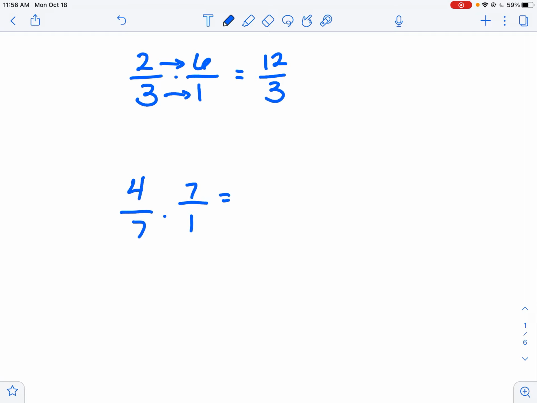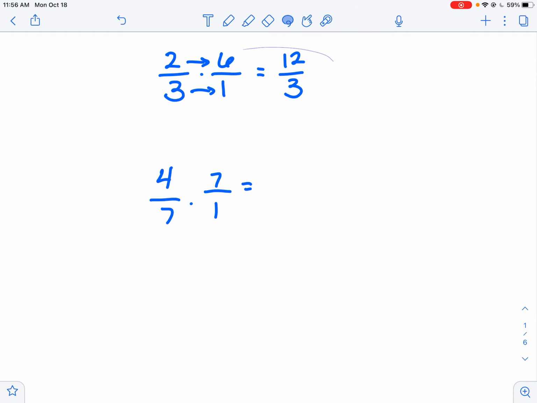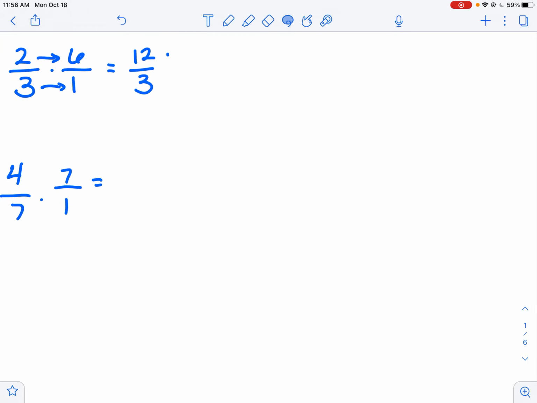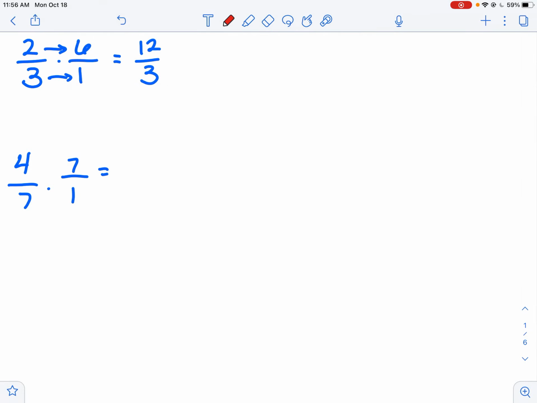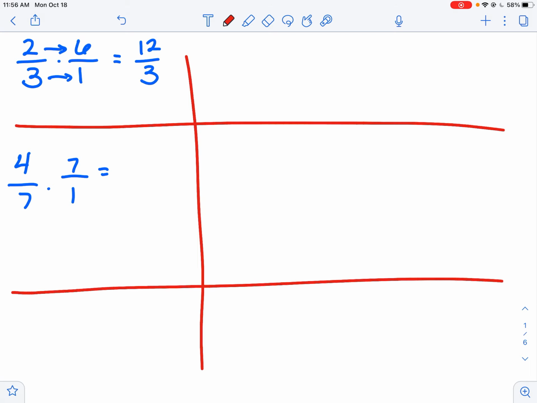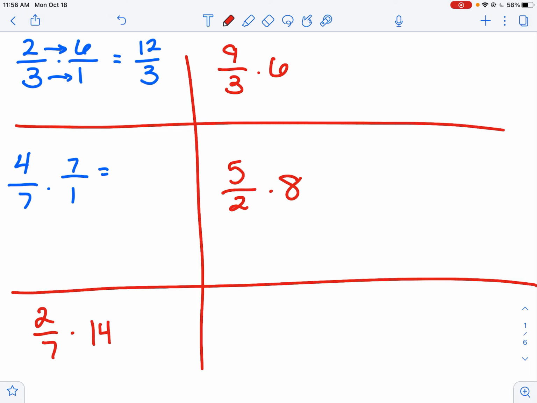and simplify. I'm going to zoom out just a little bit. Let's move this over. Why don't I give you a couple problems to try on your own? Let's try 9/3 times 6, 5/2 times 8, 2/7 times 14, 4/3 times 9. I would pause the video and then try these problems and unpause whenever you're ready.